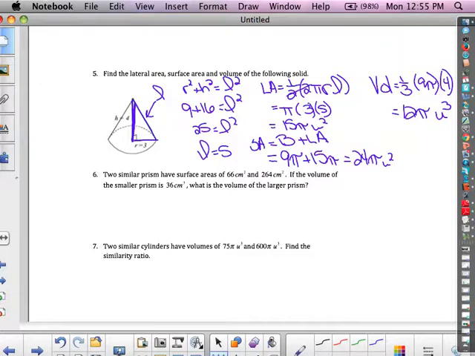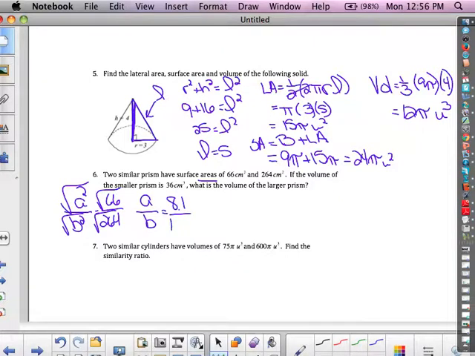Okay, number 6 is a comparison of surface areas and volumes and similarity ratios. It says 2 similar prisms have surface areas of 66 and 264. So when you see the word area, you should remember that that's A squared over B squared. Since you can't really find a perfect square in 66, we're just going to take the square root of all of these terms. So when we take the square root, we get A over B is equal to 8.1 over 16.2. Hopefully you recognize that that is then 1/2.